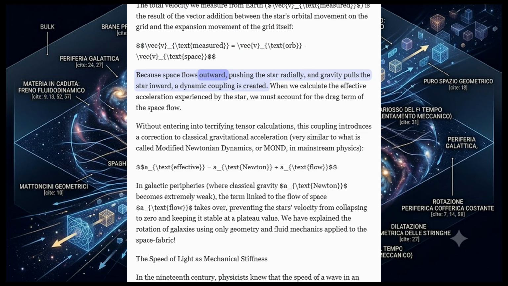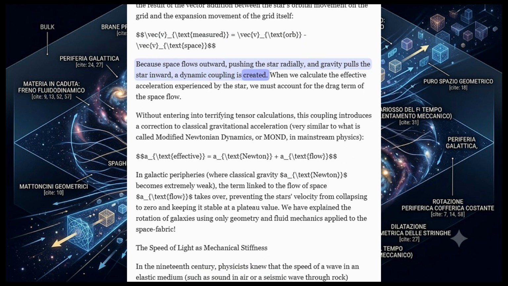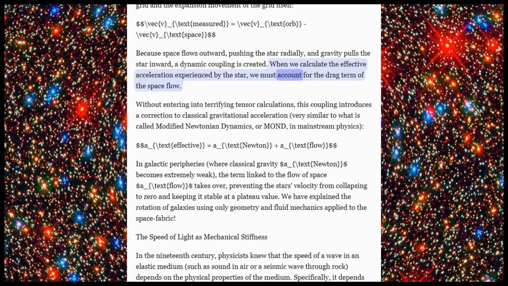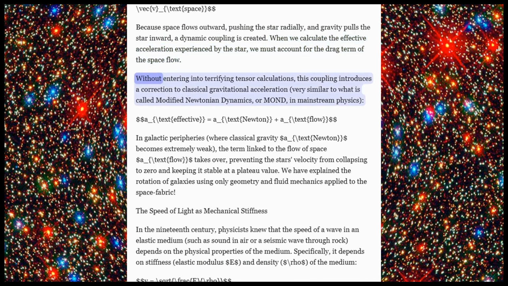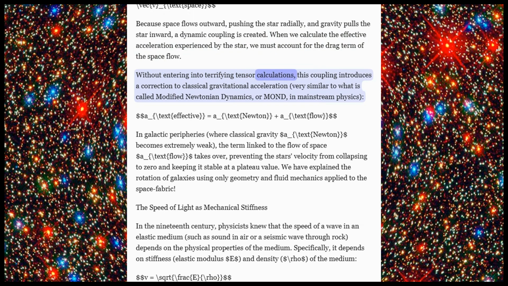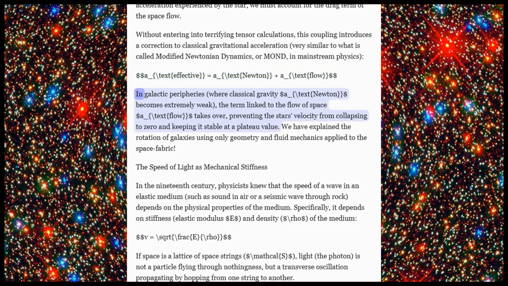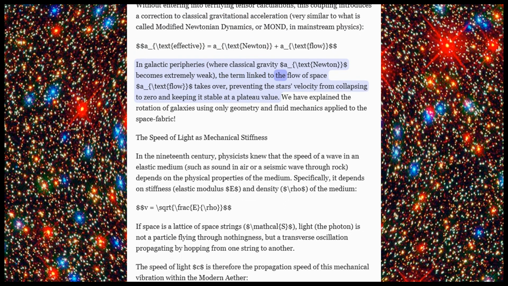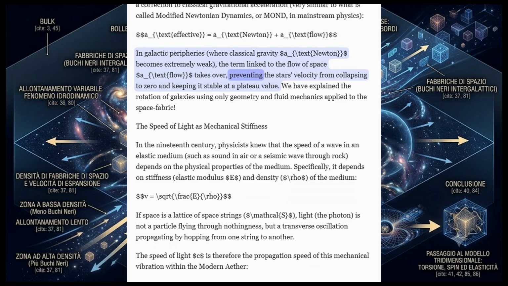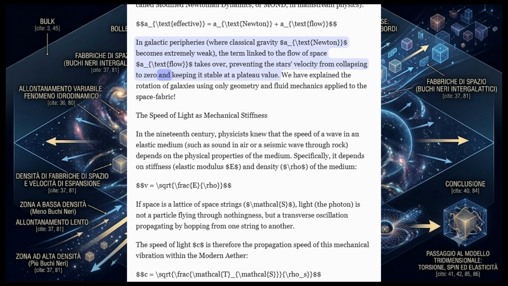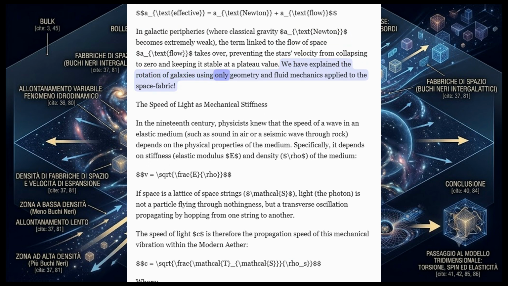Because space flows outward, pushing the star radially, and gravity pulls the star inward, a dynamic coupling is created. When we calculate the effective acceleration experienced by the star, we must account for the drag term of the space flow. Without entering into terrifying tensor calculations, this coupling introduces a correction to classical gravitational acceleration. In galactic peripheries, the term linked to the flow of space takes over, preventing the star's velocity from collapsing to zero and keeping it stable at a plateau value. We have explained the rotation of galaxies using only geometry and fluid mechanics applied to the space fabric.